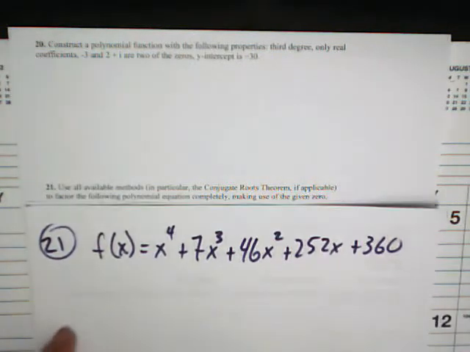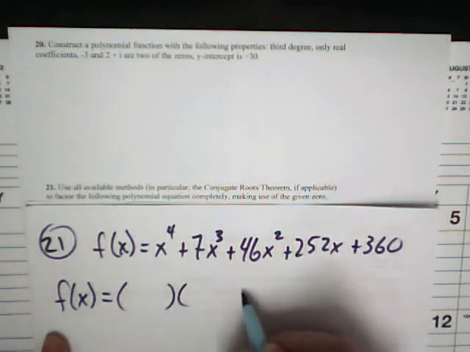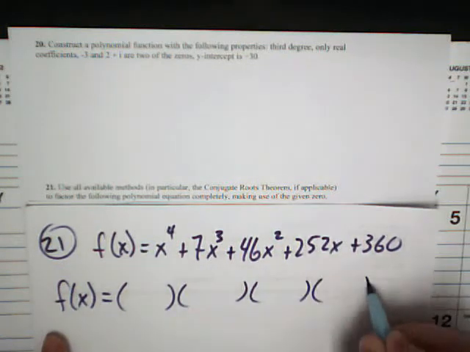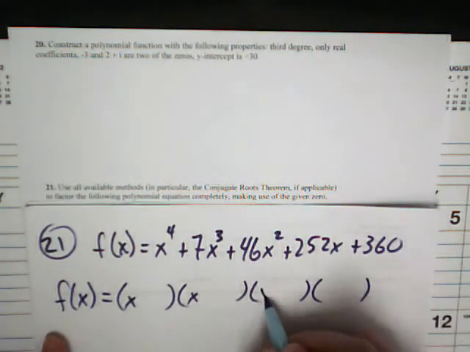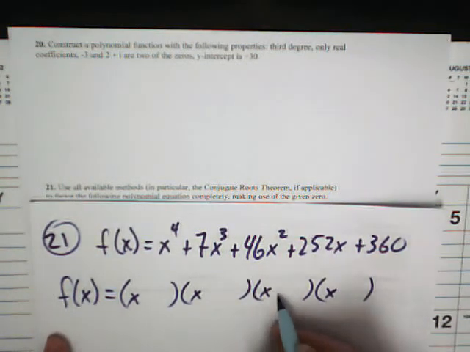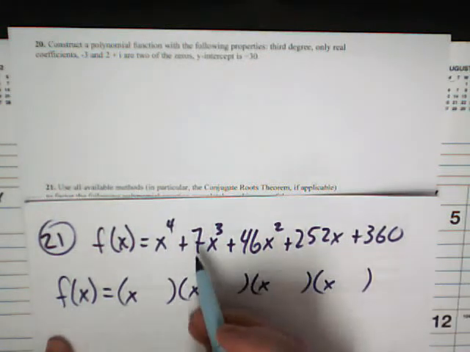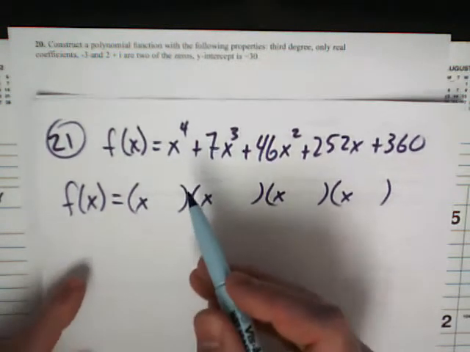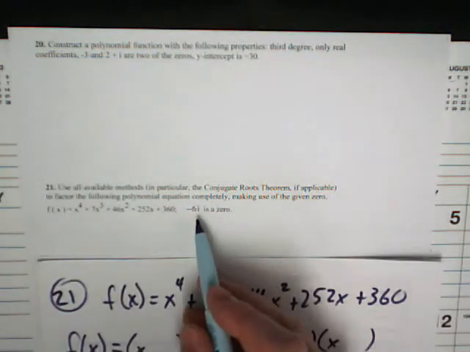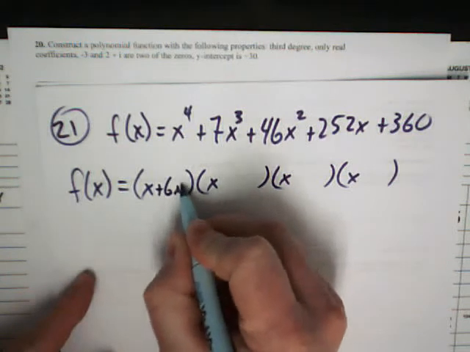And we want to use all available methods to factor the polynomial. I want to factor this, so it should look like x plus or minus something, x plus or minus something, x plus or minus something, x plus or minus something. I know there's 4 of them because the degree of this thing is 4. Now it does tell me this, negative 6i is a 0.